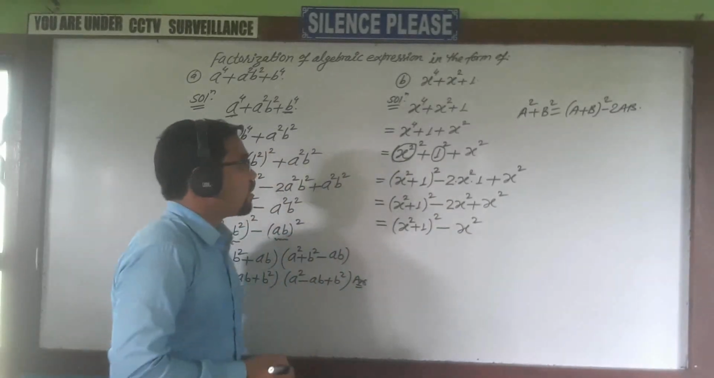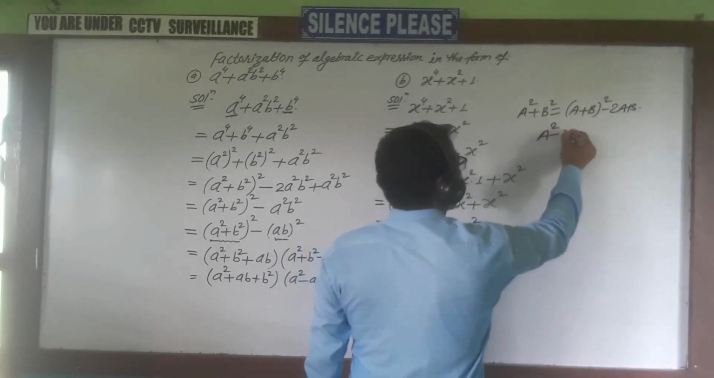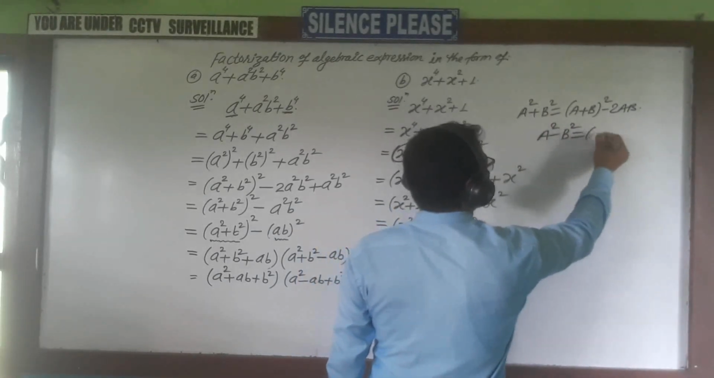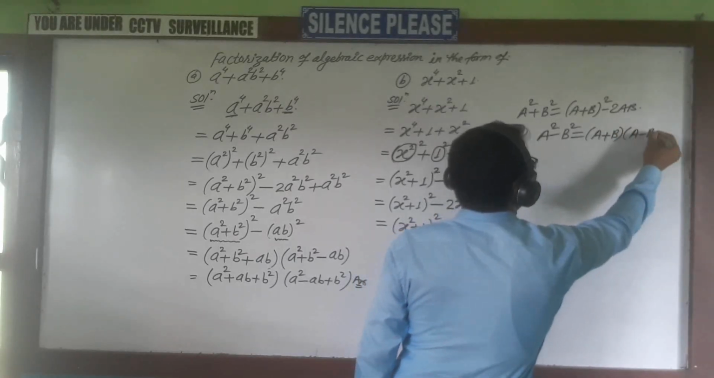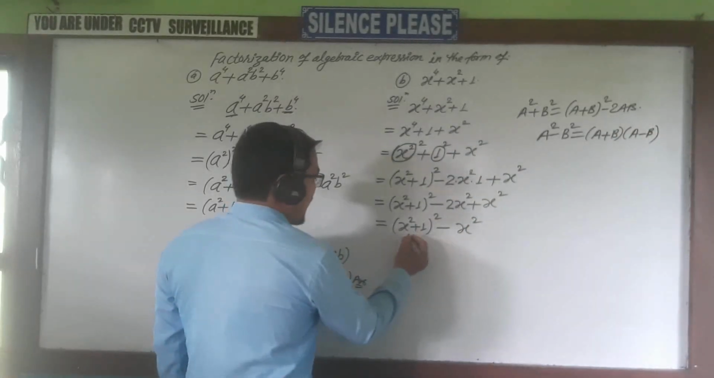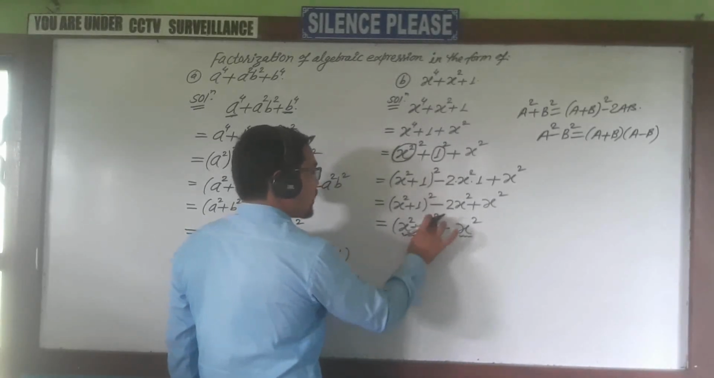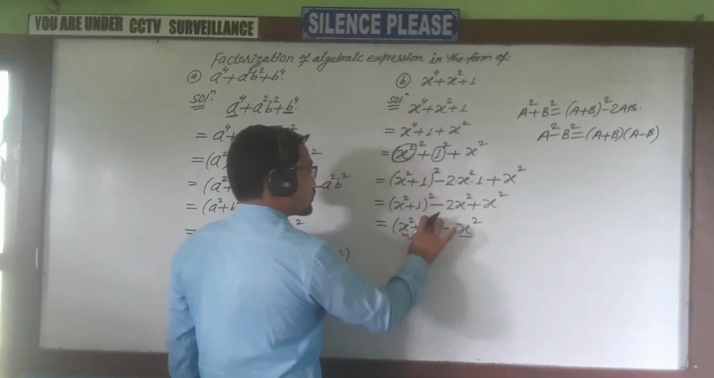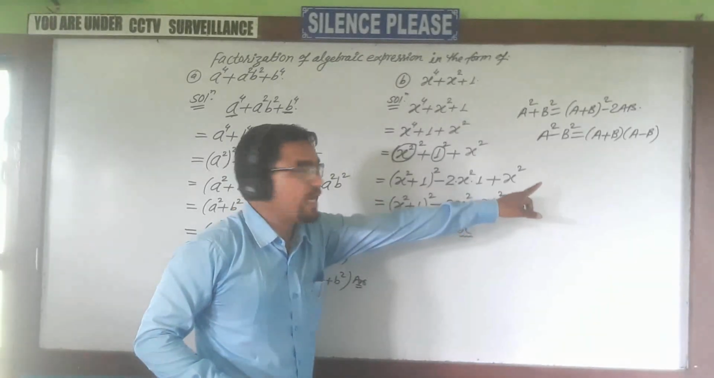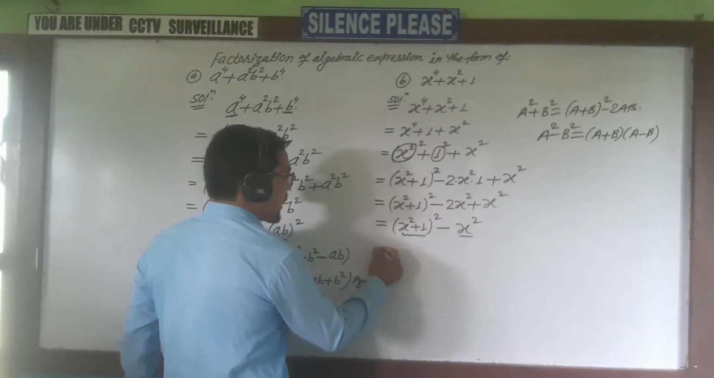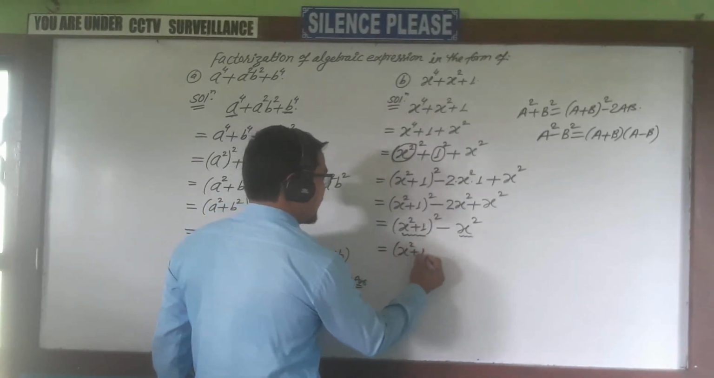Now again we have to apply the formula of a square minus b square, which is a plus b multiplied by a minus b. Here this we consider as a and this we consider as b. a square minus b square is equal to a plus b times a minus b. I have written the formula. Accordingly we write a plus b, which means x square plus 1.